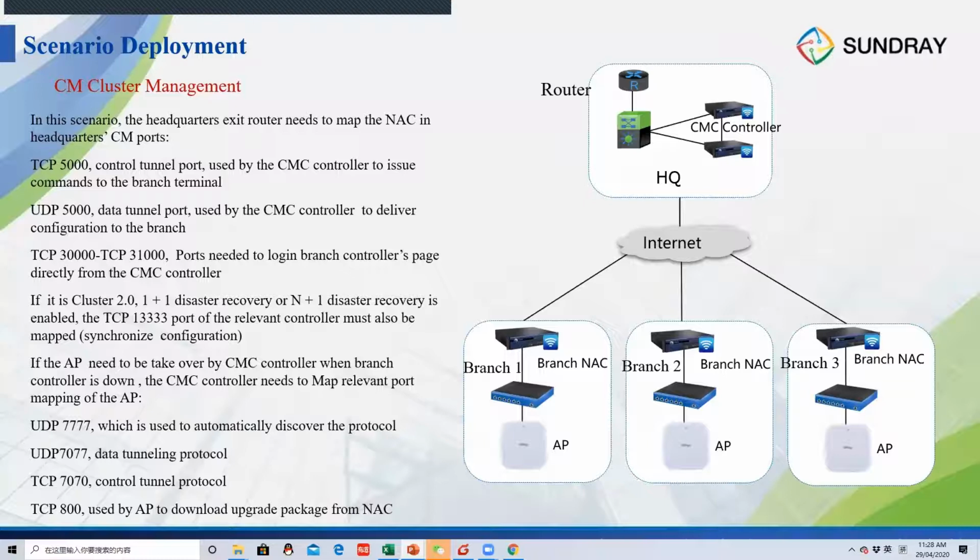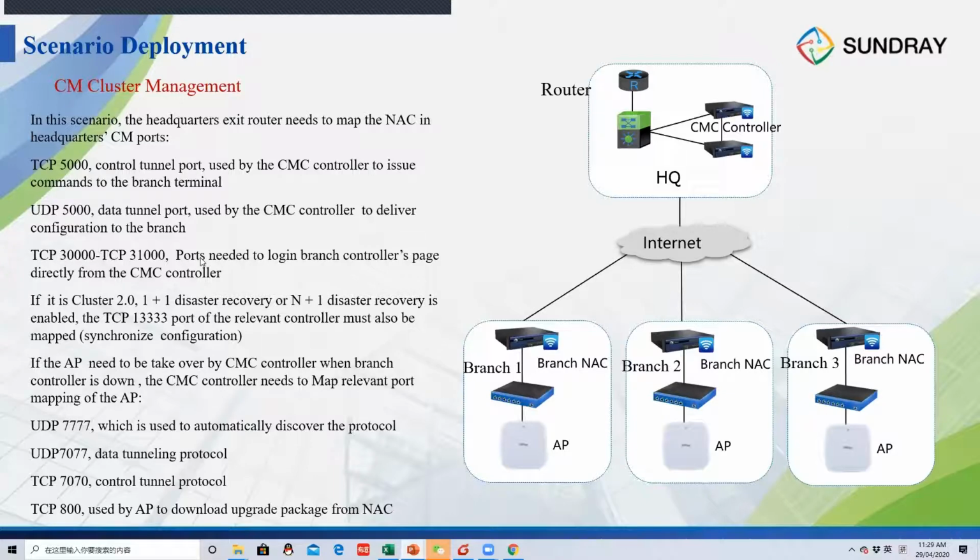Another scenario is CM, cluster management. For this one, we use controllers to manage controllers, and the controllers in the headquarters and branches can back up each other. If we want to do this for the headquarters CMC controllers, we need to do the port mapping for TCP 5000, UDP 5000, TCP 7000, TCP 70,000 and TCP 71,000. For example, TCP 5000 is used for the tunnel connection between the CMC controller and the site controllers, for management and also for data synchronization.